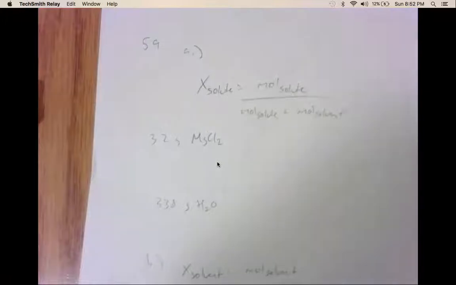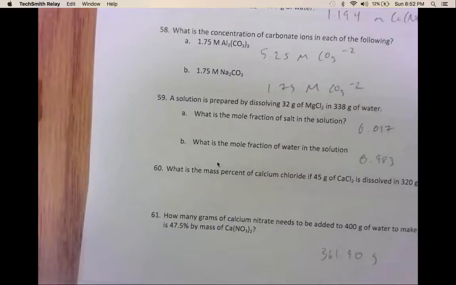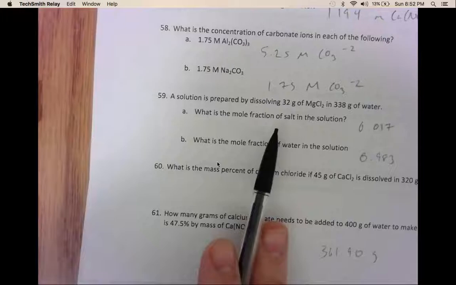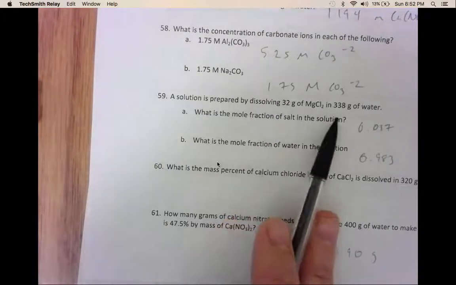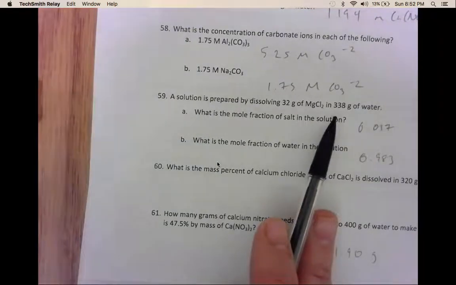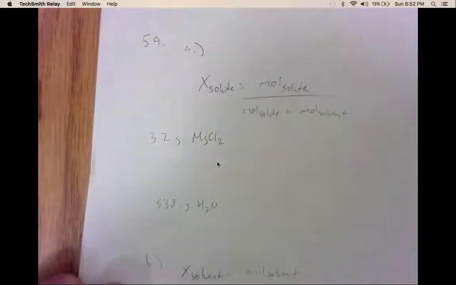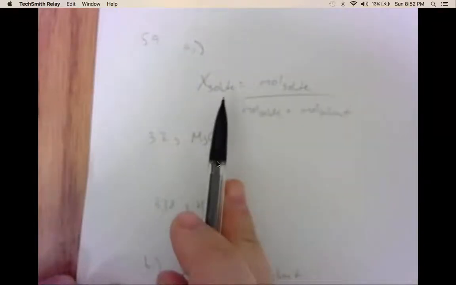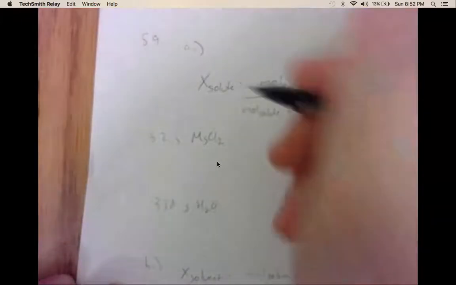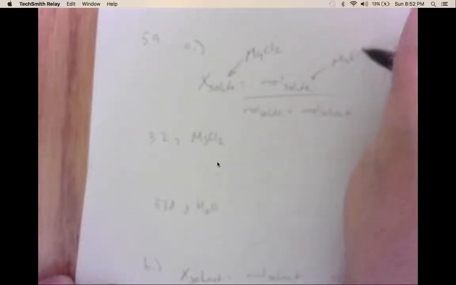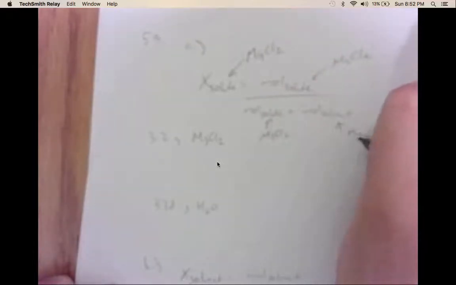So the next problem, question 59. Question 59 is asking us to calculate the mole fraction of salt in the following solution. A solution that's made up of 32 grams of magnesium chloride and 338 grams of water. So we know that we're going to be using the mole fraction formula. For the first one, because A is asking us for the mole fraction of the salt, which is magnesium chloride, we know that the solute is MgCl2, and that the solvent is water.